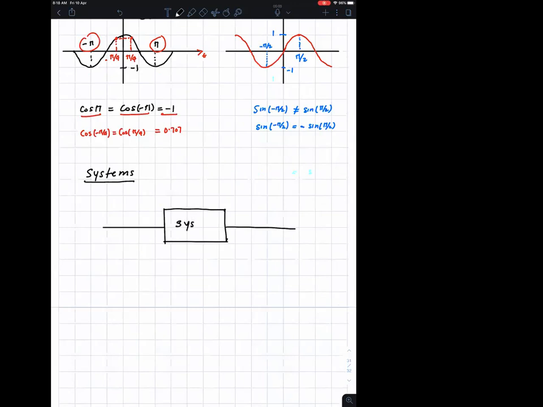Systems. The system usually has an input x(t) and an output y(t). This is in the continuous time domain. In the discrete time domain, you can have an input x(n). The output will be y as a function of n, discrete time.